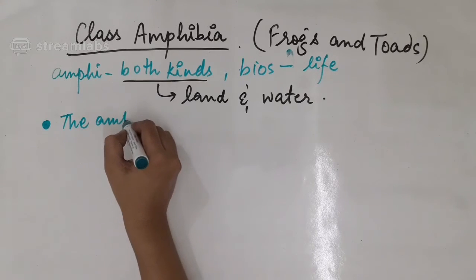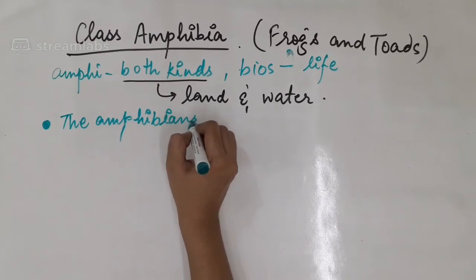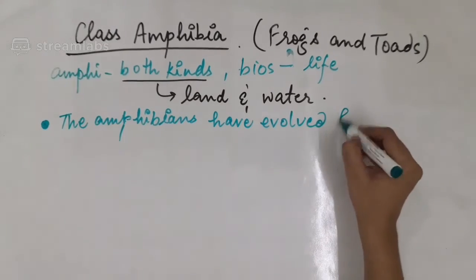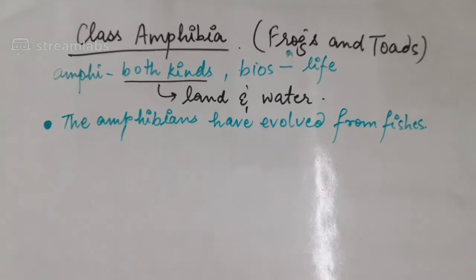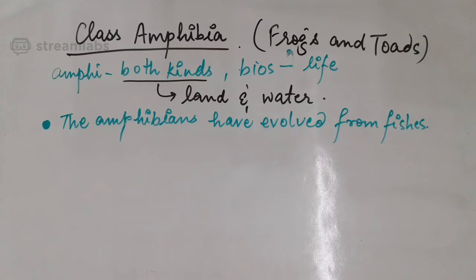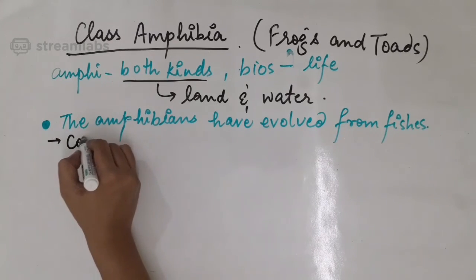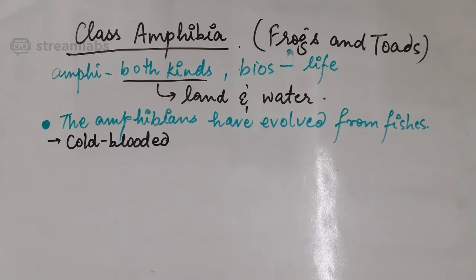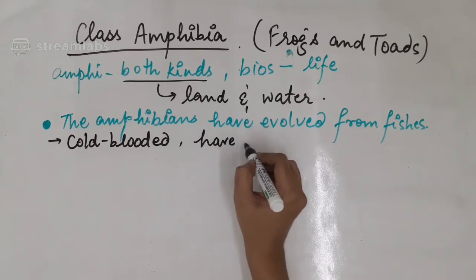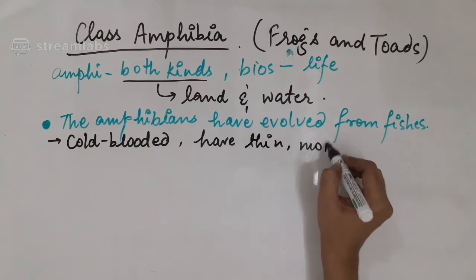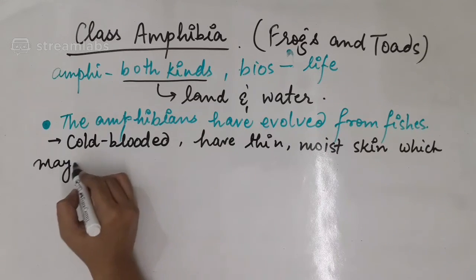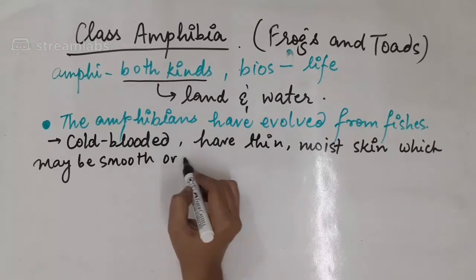the amphibians have evolved, means changed from simple to complex, evolved from fishes. That's why they can live both on land as well as in water. The amphibians are cold-blooded. Again, they cannot change their temperature according to the surroundings. Cold-blooded, and they have thin, moist skin which may be smooth or rough.